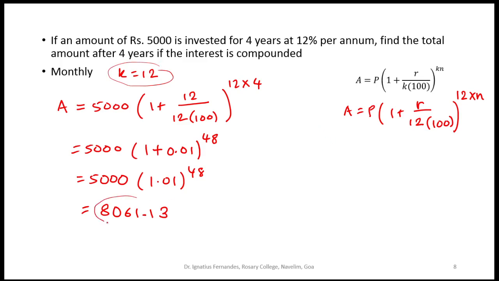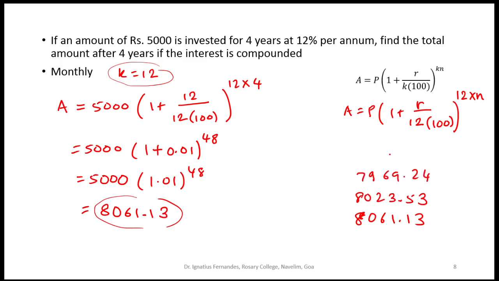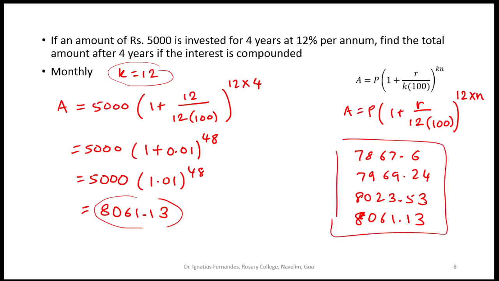If it is monthly basis we get 8061.13. For a quarterly basis we had got 8023.53. For half yearly basis we had got 7969.24, and if the interest was on annual basis then it was 7867.6. You will see clearly the difference in the total amount that we get after 4 years, depending on whether the interest is calculated on yearly, half yearly, quarterly or monthly basis.